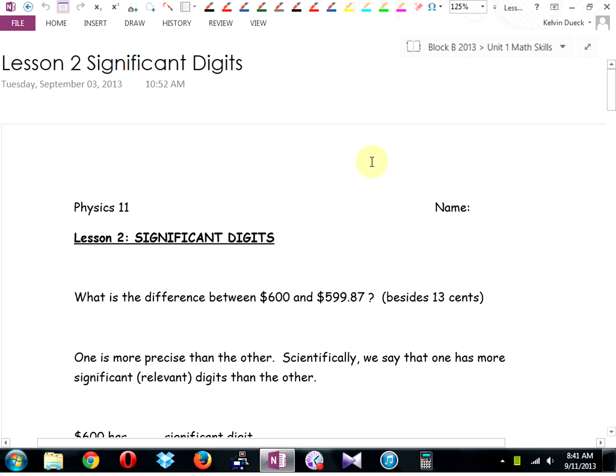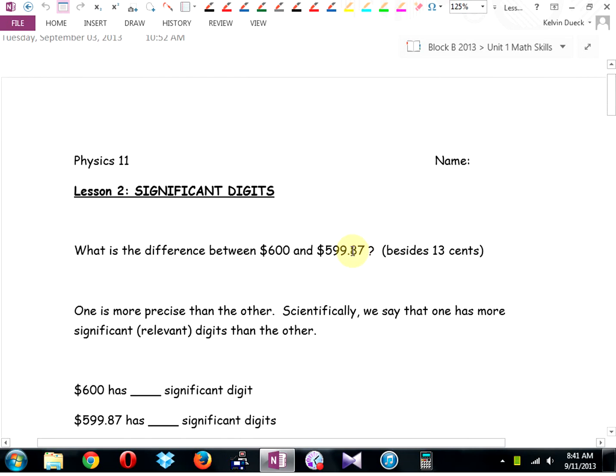So, less than 2 significant digits, or significant figures, or sig figs for short. And I ask, what's the difference between $600 and $599.87? Besides the obvious 13 cents difference, the answer is, one is more precise than the other. If I see the number 600, and someone says, what's that cost, 600 bucks? I'll bet you it doesn't cost exactly $600. I bet it might have been $595 or $598, or could even be $580. I think they've rounded off, probably.